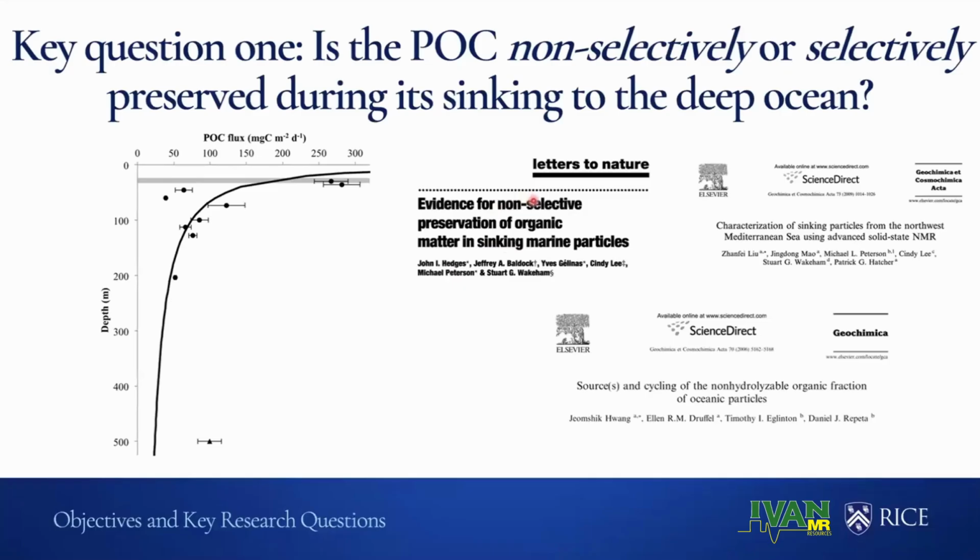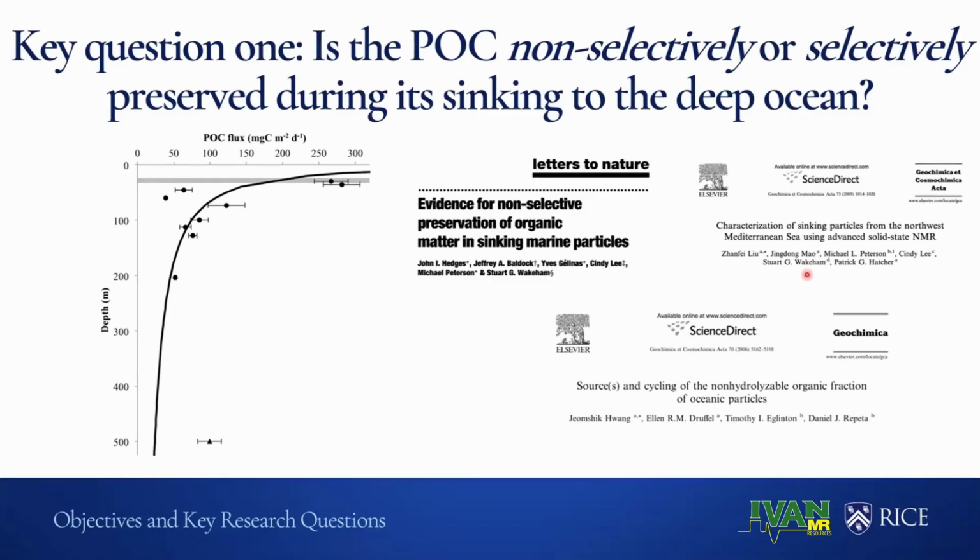Hedge et al. compared the NMR spectra of fresh phytoplankton and the POC samples at 2 different depths. They reported that the 3 spectra are very similar and concluded a non-selective preservation of POC during its sinking. On the other hand, Jimshik Huang reported that alkyl and aromatics were preferentially preserved during sinking, whereas Lu et al. reported a large heterogeneity in the surface POC chemical composition, which became more homogeneous at depths.